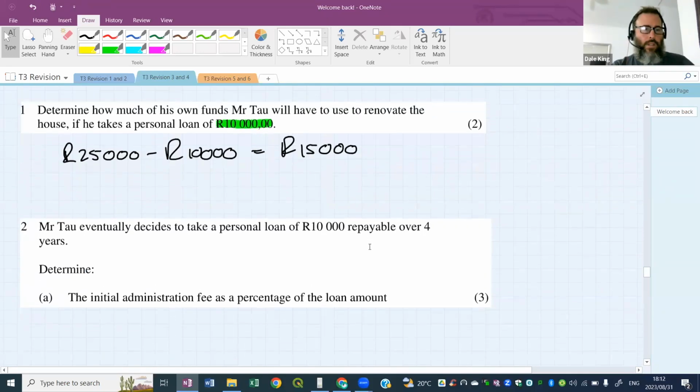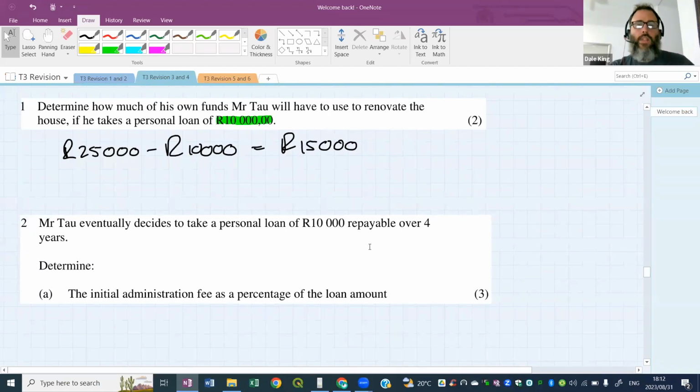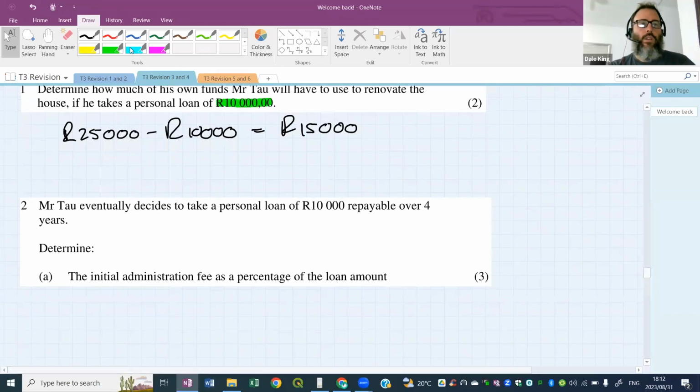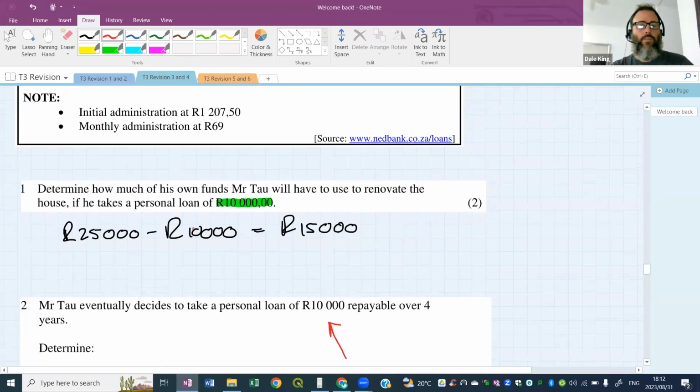Question number 2. Mr. Tao eventually decides to take a personal loan of 10,000, repayable over 4 years. Determine the initial admin fee as a percentage of the loan amount. Okay. Determine the initial admin fee as a percentage of the loan amount. Now, what is the loan amount? It's 10,000 Rand. What is the admin fee? Here it is at the top, 1207.50, and the loan amount is 10,000.